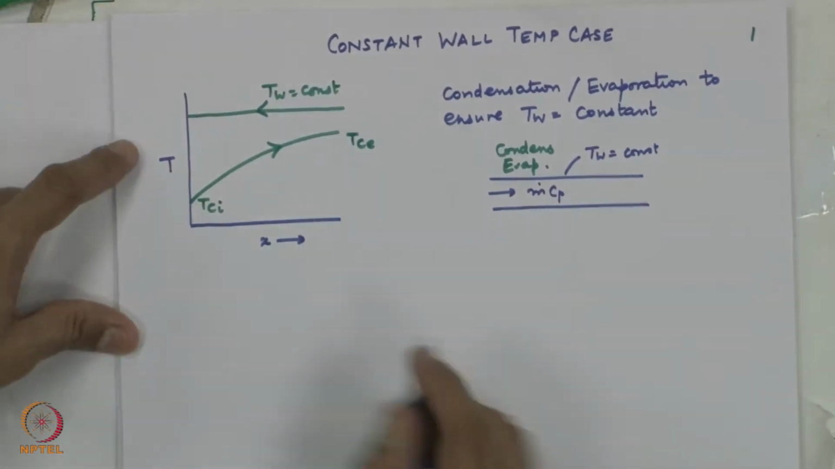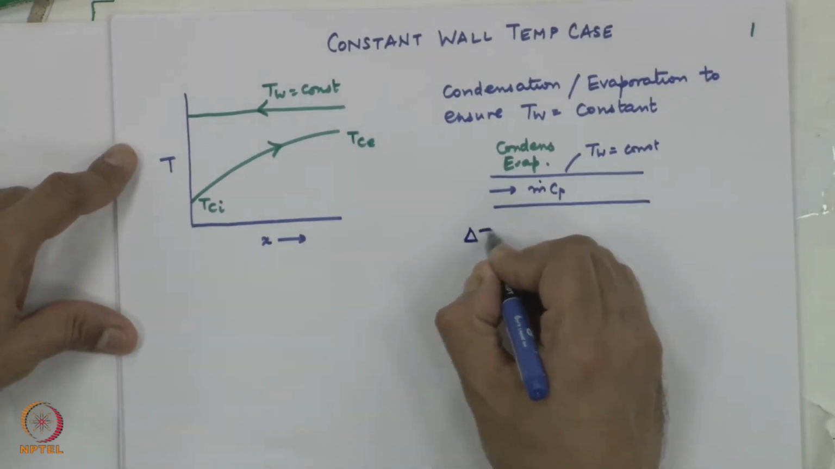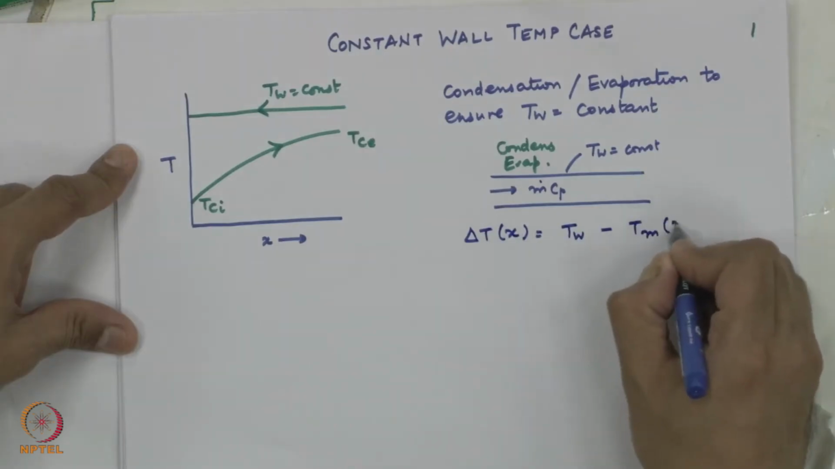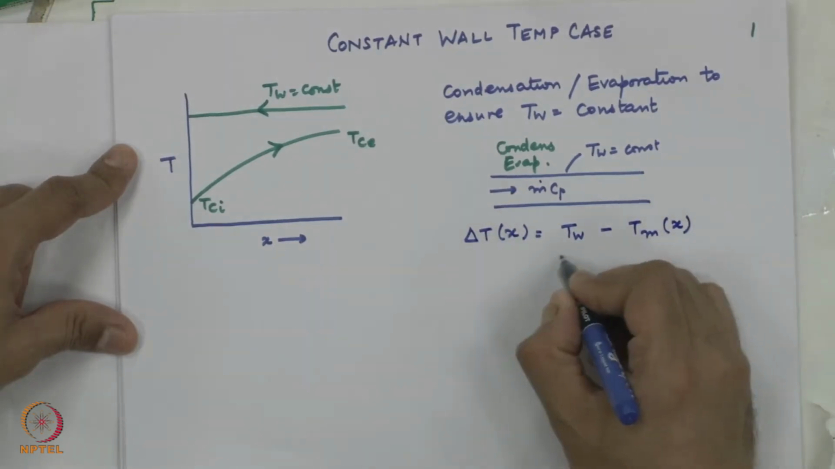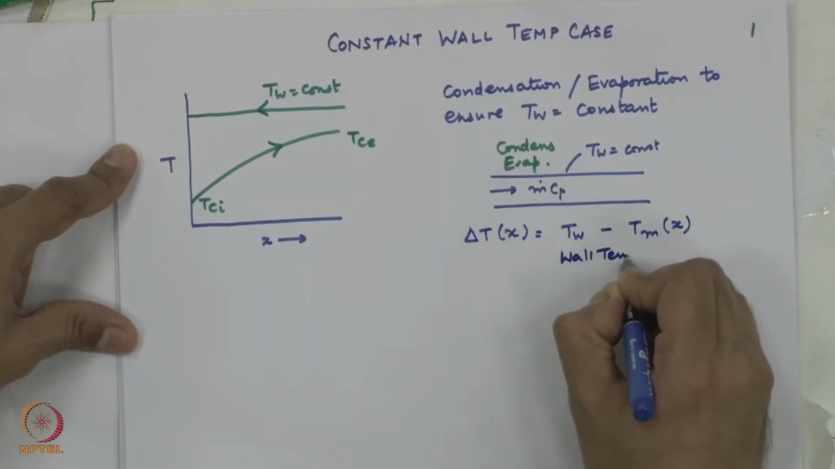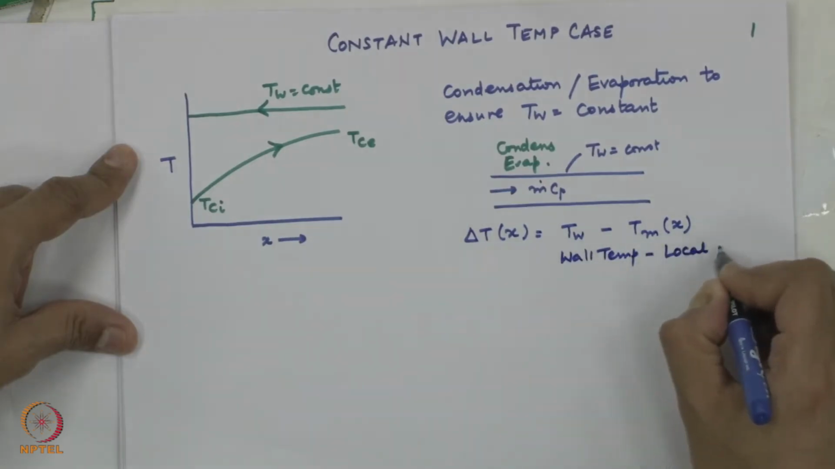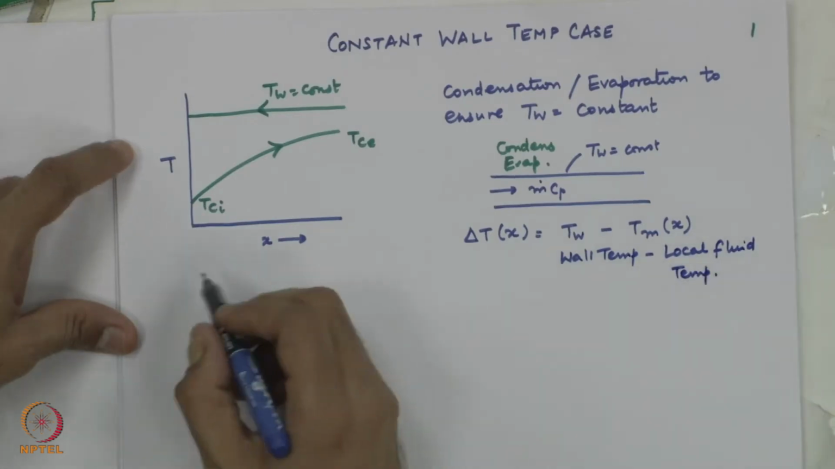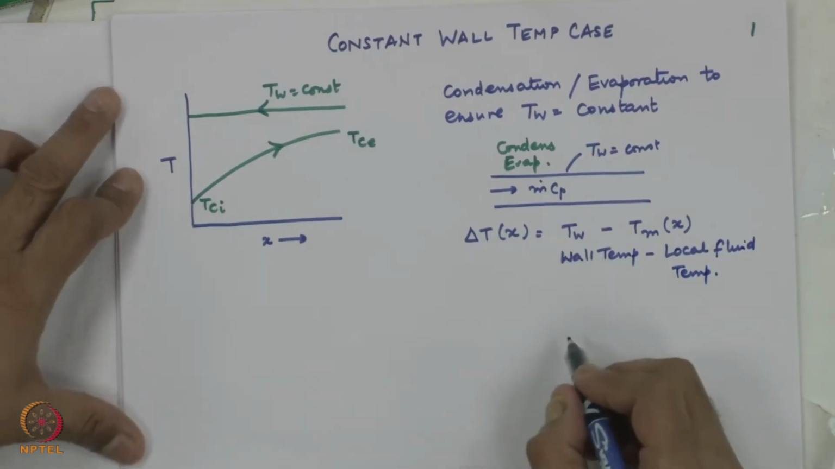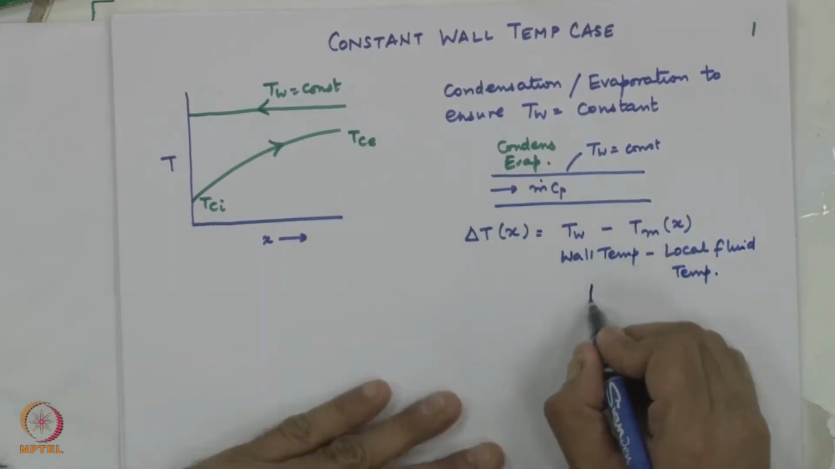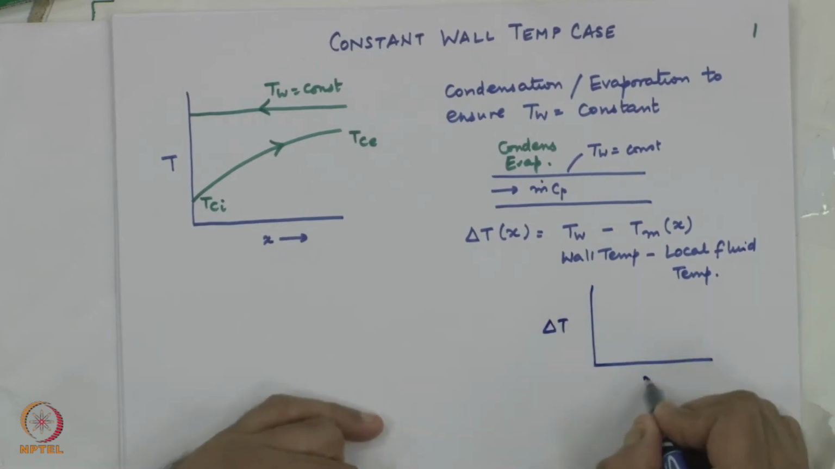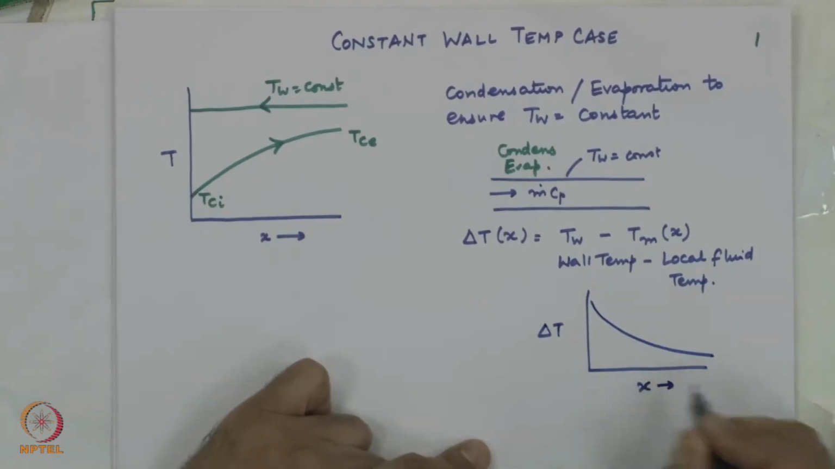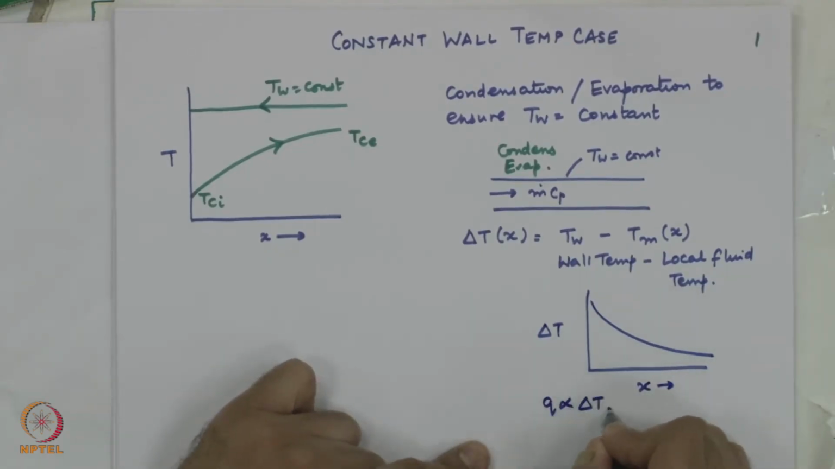As can be seen, the driving temperature difference delta T as a function of x is T wall minus T bulk mean local. So, wall temperature minus local bulk mean temperature of the fluid. So, local fluid temperature potentially varies along the flow direction. As you can see, this delta T, if I plot as a function of x, is going to continually decrease along the flow direction, and we know that Q is directly proportional to delta T.